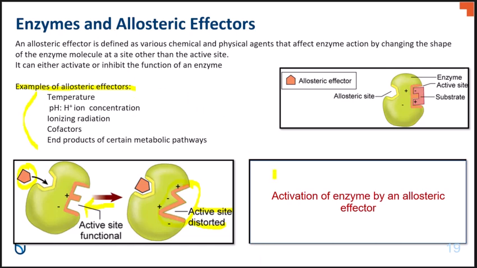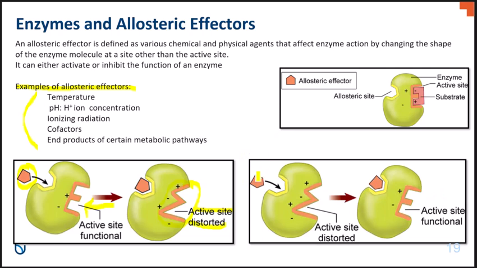We can also have allosteric effectors that actually activate an enzyme. So in this case, it's binding to this enzyme that is currently inactive because the active site has been distorted, and it corrects for that and makes it functional again. So it's like it changes the lock so that the normal key cannot fit into it when it's inhibiting it.